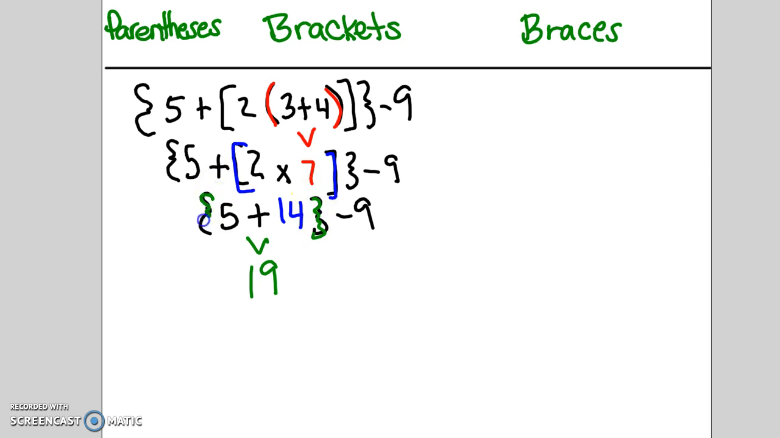If color coding these one step at a time is looking organized and neat to you, and it's adding to your understanding, I highly suggest that you do the same. Ready? And then 19 minus 9 is 10. Circle that answer, and we are done.